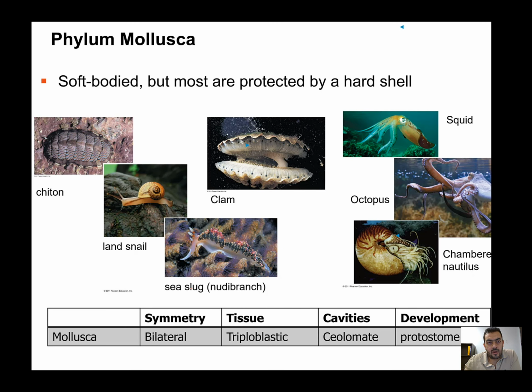So moving on, the second phylum will be the Mollusca. So they are characterized by having a soft body, but most of them are protected by a hard shell. So for example, we have the land snail, the sea slug, the octopus, the squid. So again, they are bilateral, triploblastic, and here we have a true coelom, and the mouth has developed first, so we refer to them as protostome.